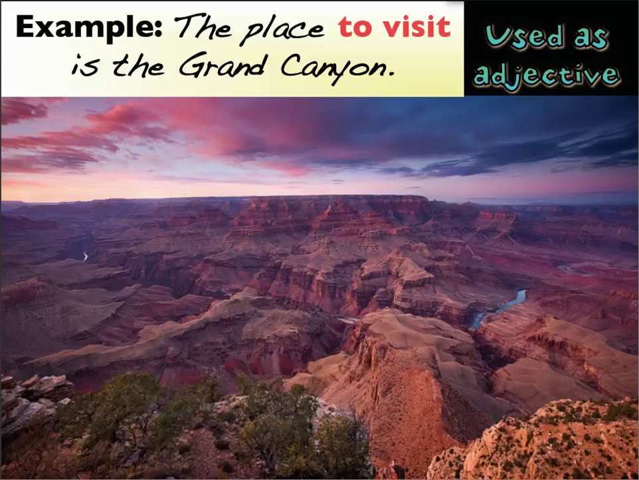Here's another example with an infinitive being used as an adjective. The place to visit is the Grand Canyon. Notice that the infinitive to visit is modifying the word place, so it's being used as an adjective.